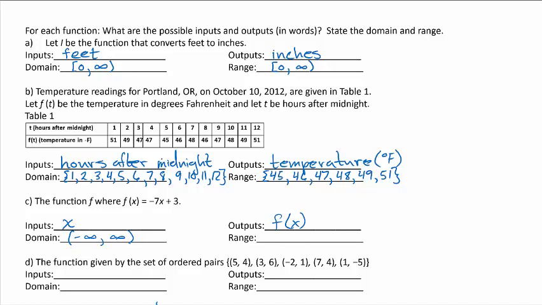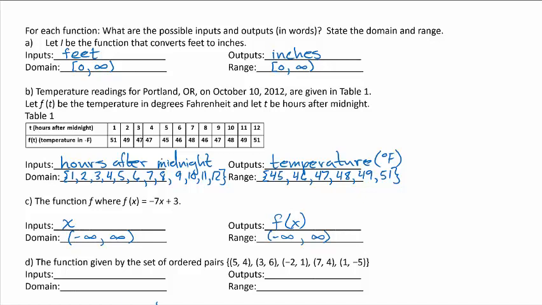Okay. Now, same with the output. If we can put any input in there for x, the y values in this case, graphically, extend in both directions. So negative infinity to infinity would be the range.